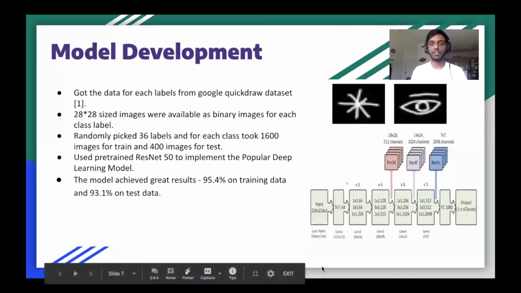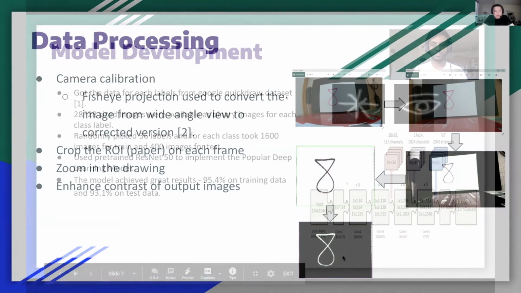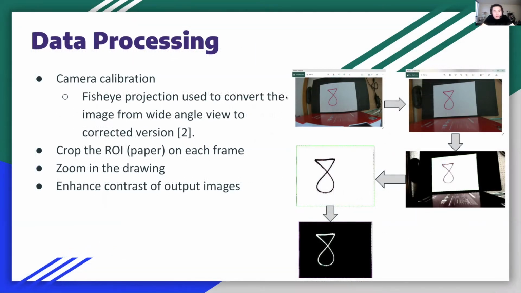And Hanwen can go on to the next slide and talk about pre-processing. Data preprocessing is one of the most important steps for our project.